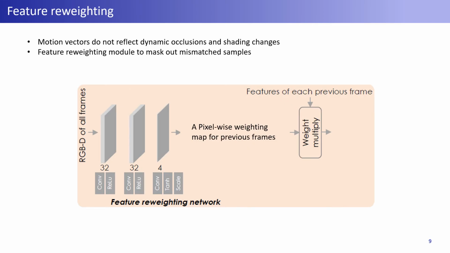Feature weighting. For motion vectors, we know that they don't reflect dynamic occlusions and shading change. So the feature weighting module is to mask out mismatched samples. The input of the module is RGBD of all frames. They will go through 3 convolutional layers to get a 4-channel output. One channel is basically a pixel-wise weighting map for one previous frame. We have 4 previous frames, so we have 4 channels of output. After that, they will multiply the features of each previous frame by the weights to get the output.